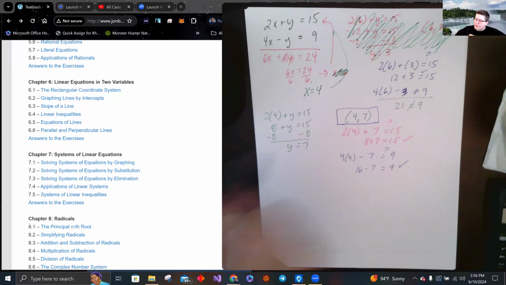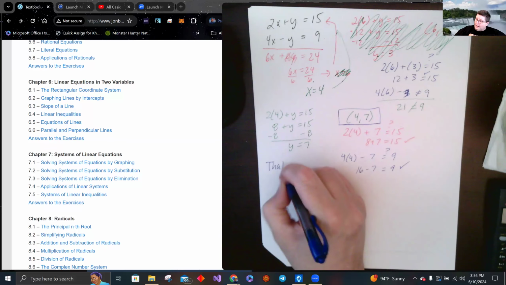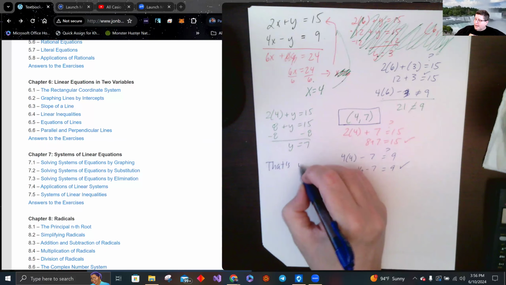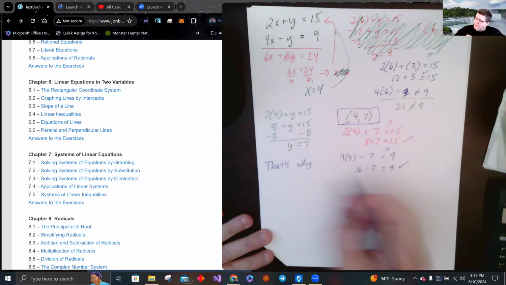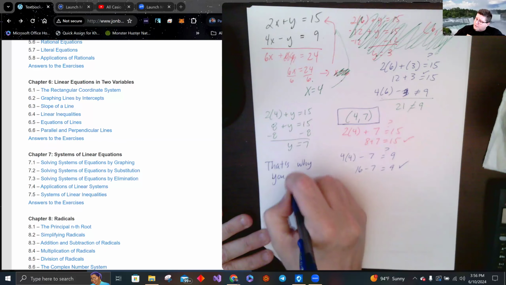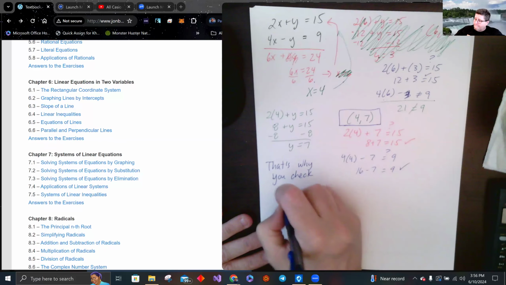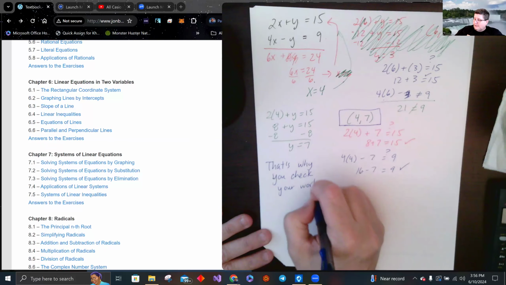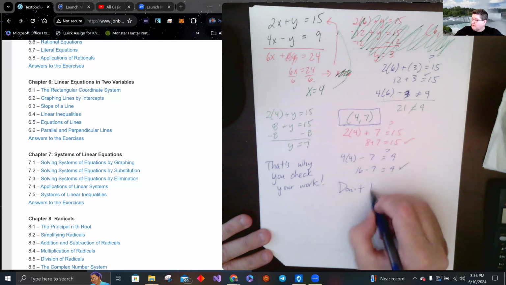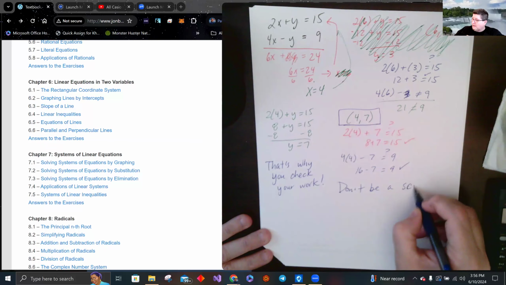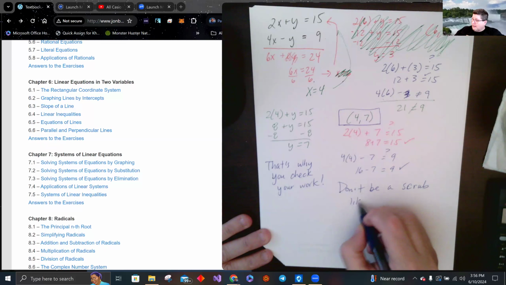And that's why you check your work, ladies and gentlemen, and people that don't identify in a binary system. That's why you check your work. Don't be a scrub like Jones. Like Professor Hefe.